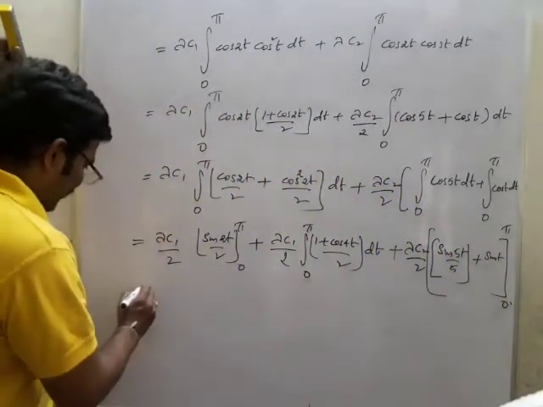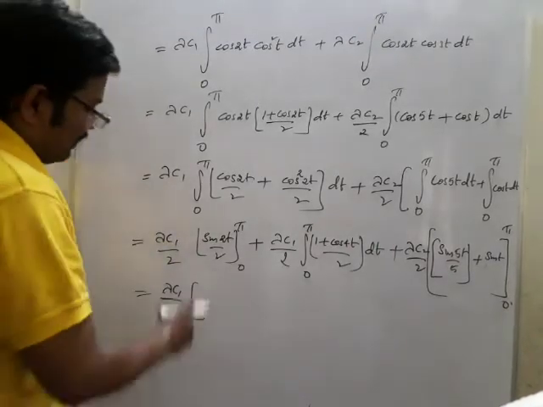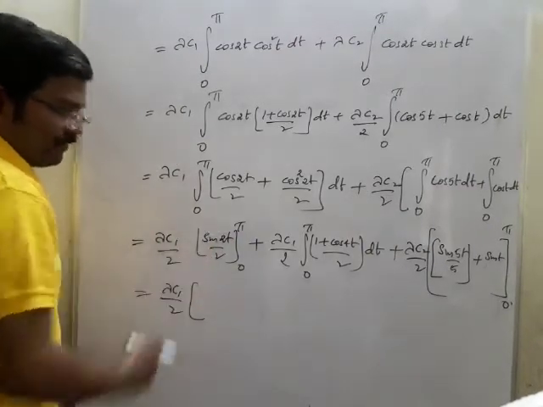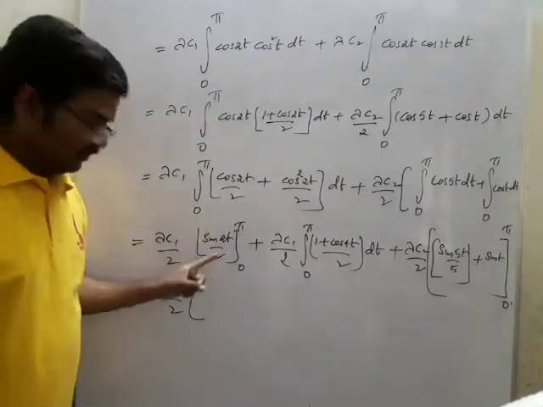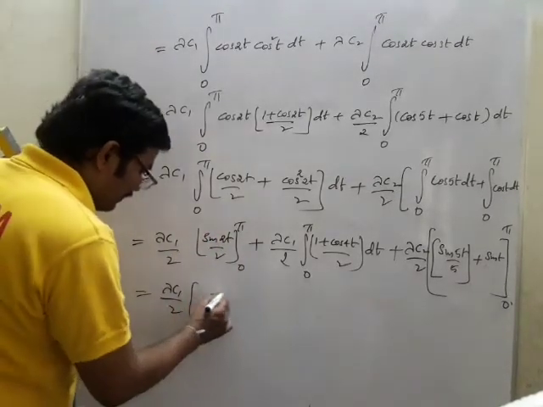Okay, now this becomes lambda c1 by 2. This is sin 2 pi and cos 2 pi. This is anyhow 0. So understand, sin 2 pi is 0, sin 0 is 0. So everything is 0.